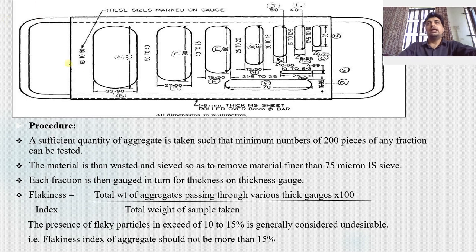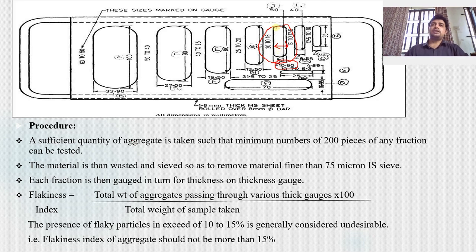For example, I am taking 16 mm retained and 20 mm passing. So the thickness you require is 10.8 mm. It means this thickness is 10.8 mm. You can see in the photo.